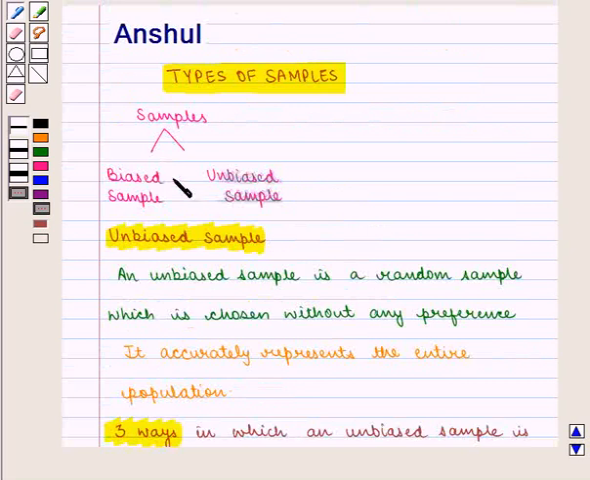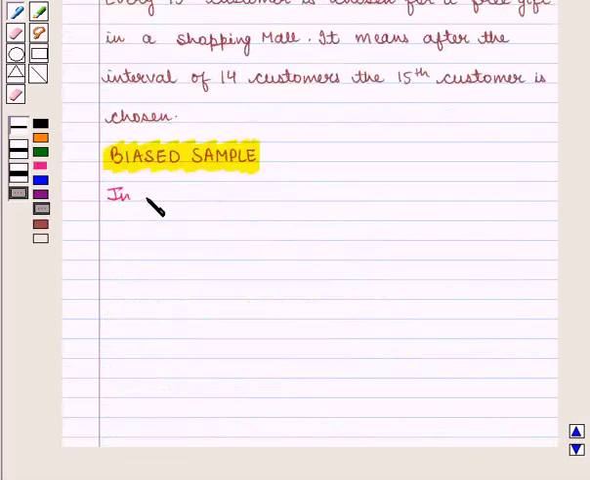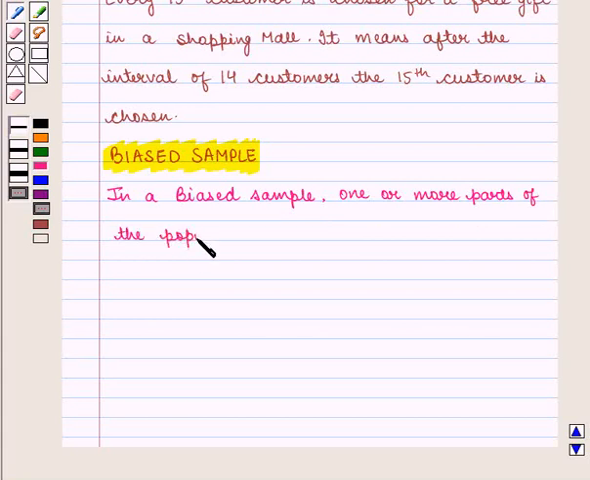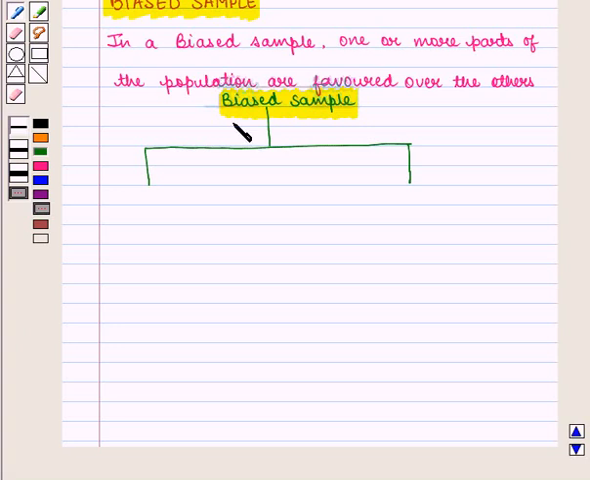Now we shall move on to biased sample. Now, in a biased sample, one or more parts of the population are favored over the others. There are two ways of choosing a biased sample, that is, convenience sample and the other is voluntary response sample.